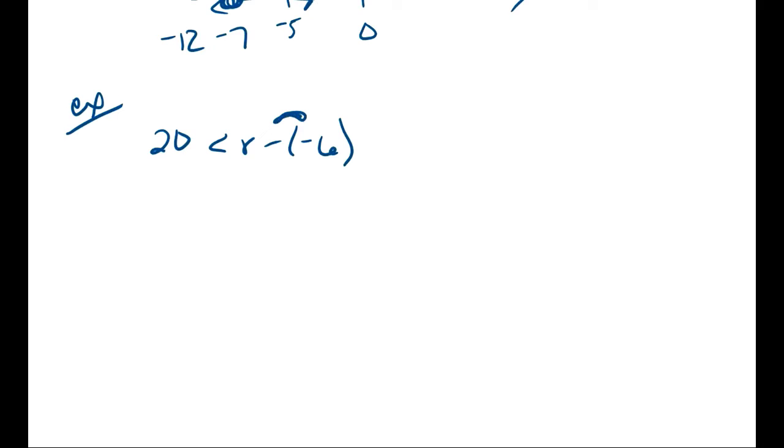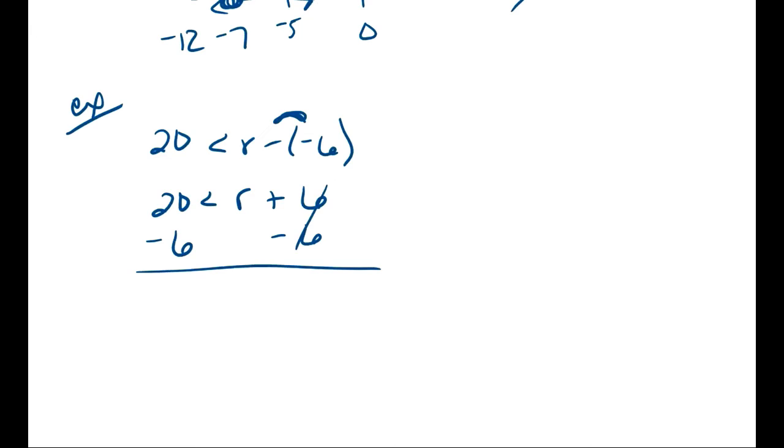Remember what two negatives did for us? Remember that when we had two negatives together, a negative times a negative actually became a positive. And so that can change to plus 6. Then in order for me to solve this, I'm going to subtract 6 from both sides. And now I'm going to take 20 minus 6, which is 14.